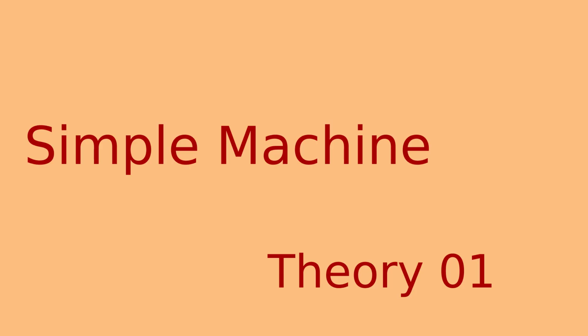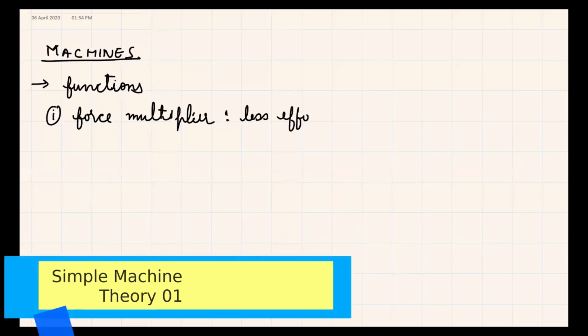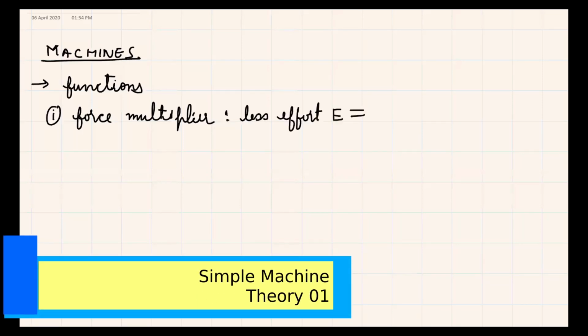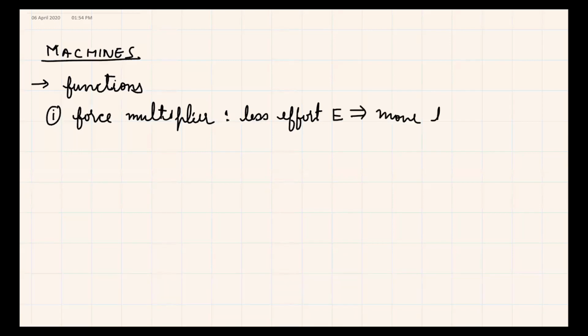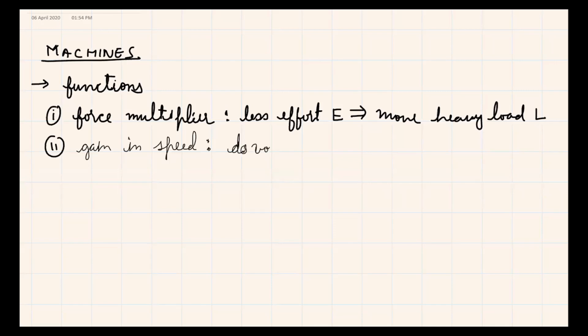Multiplier means you apply less effort, you are able to move a heavier load. So that is acting like a force multiplier. The second thing that is available is gain in speed, which is also called speed multiplier. That means you are able to do work at a faster rate. Do you follow that? Okay. So that means you can do things faster.